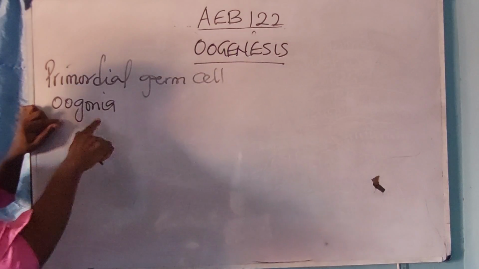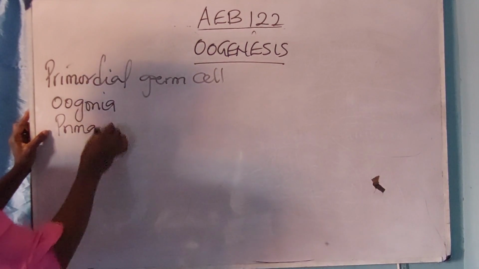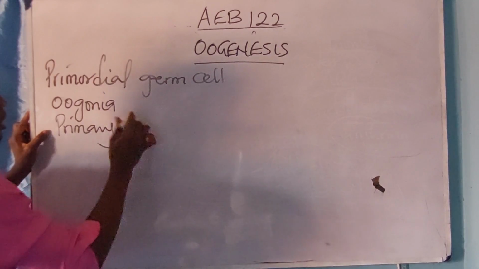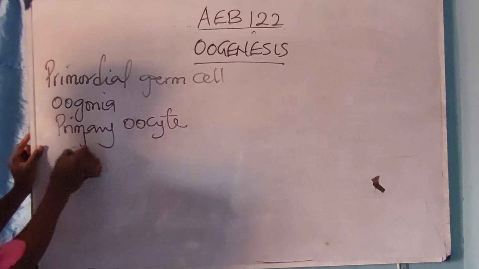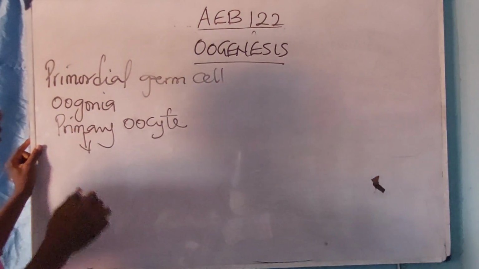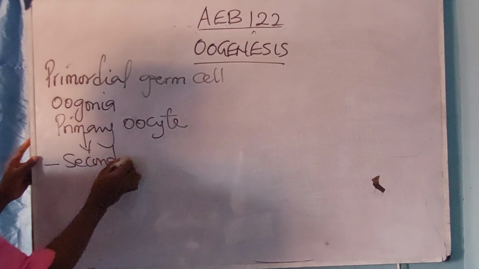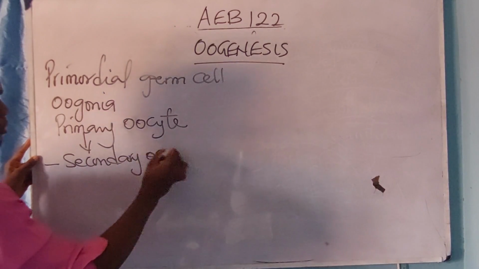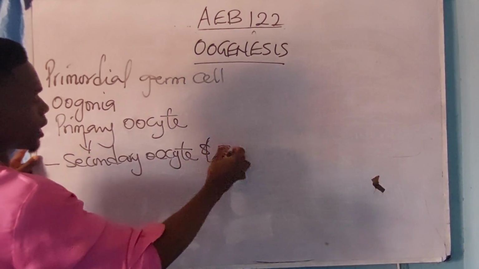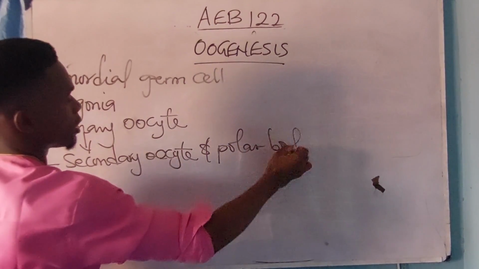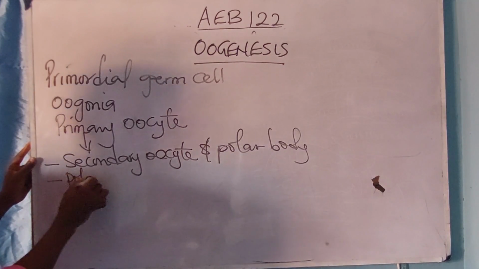Only one oogonium increases in size to produce a primary oocyte. Now this primary oocyte will undergo two meiotic divisions. The first one produces a secondary oocyte and a polar body. Then the second division will produce another polar body.